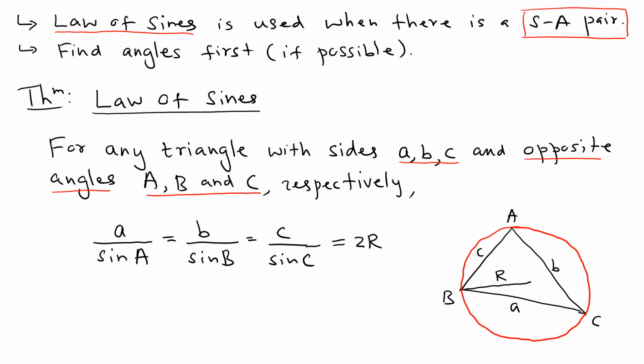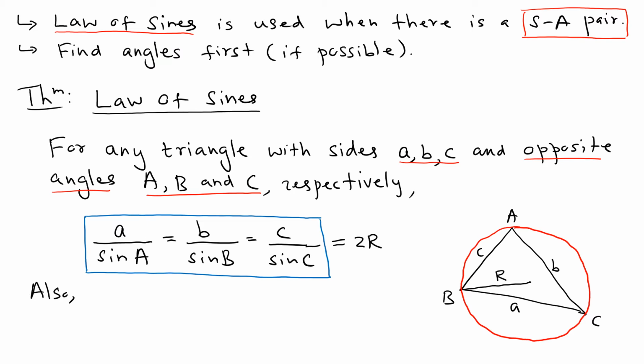So this is what we call the sine law. That means a divided by the sine of the corresponding angle, b divided by the sine of the corresponding angle, and c divided by the sine of the corresponding angle. All three are equal to each other. We also have some other properties. We have the sum of the three angles, A plus B plus C equals 180 degrees. This is another important result.